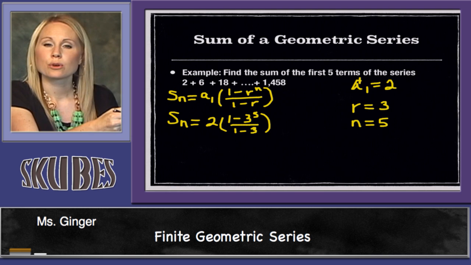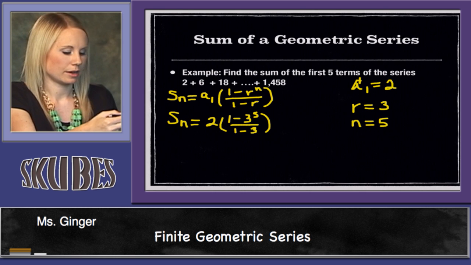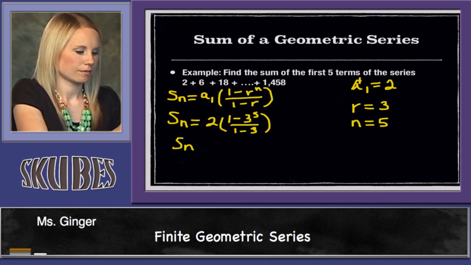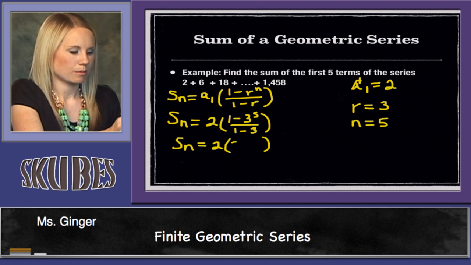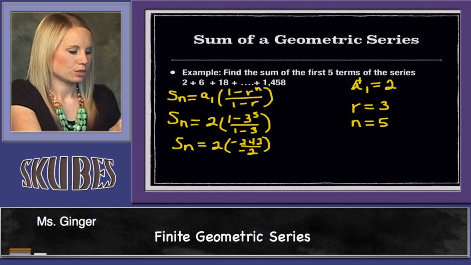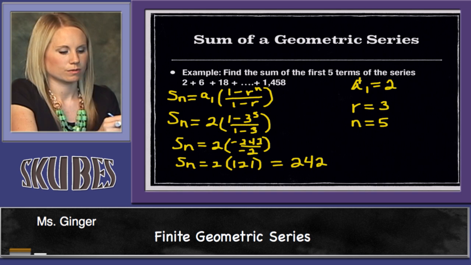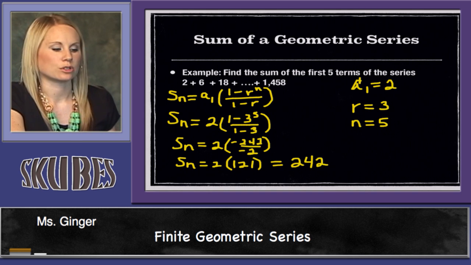Okay, we're going to do the order of operations inside the parentheses first. We're going to calculate this numerator and the denominator. Okay, then we can multiply by our 2 on the outside. So on the top here, we're going to end up with negative 242. And that goes over negative 2 if you're calculating along with us, which is going to be 2 times 121. So the sum that we're arriving at here is 242. So that should be the sum of the first 5 terms of the sequence.